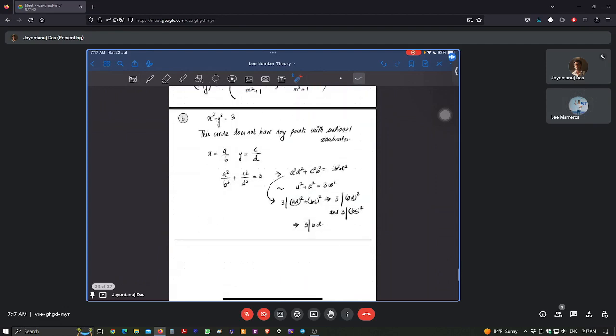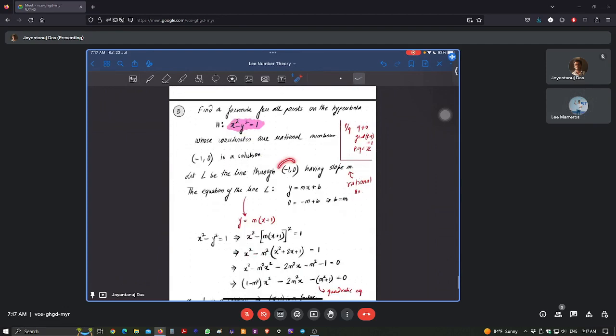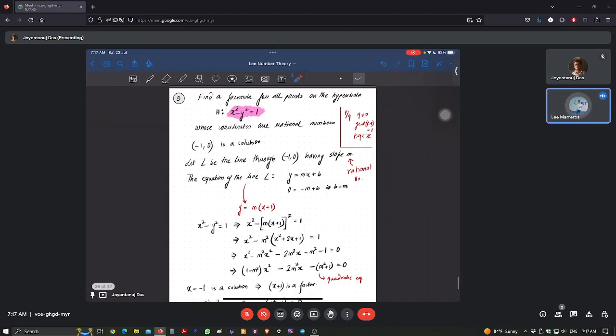So here also we are considering one fixed point, minus 1 comma 0, and a rational slope m. We are trying to find all the rational coordinates on the hyperbola x square minus y square equals 1. So this is a strategy to find all rational points in an easier way, because instead of substituting different values for x comma y, it is easier to do it with just one variable, which is m.